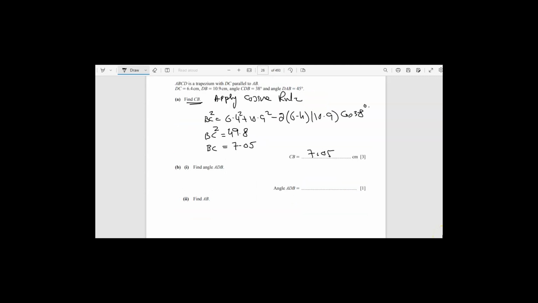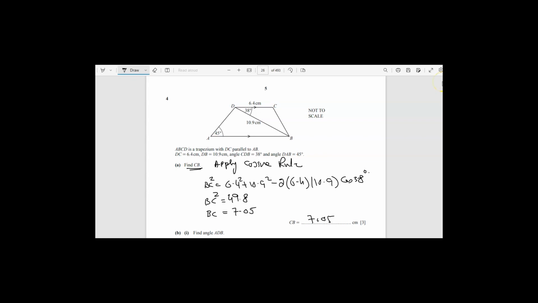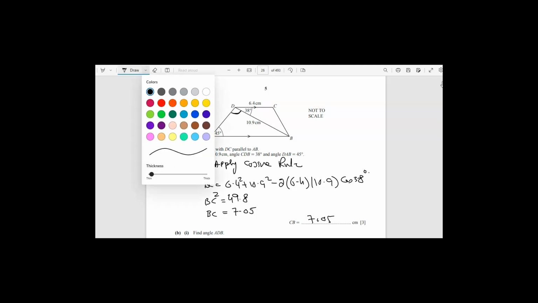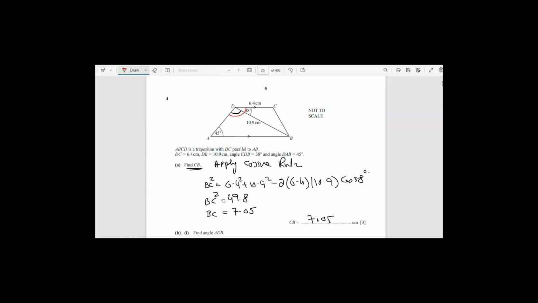Next is to find angle ADB. If you can see, we need to find this angle ADB. Since we know that DC and AB are parallel lines, these two angles should be interior angles. The sum of this angle and this angle should be equal to 180 degrees. Let's call this angle X. So 38 plus X plus 45 should be equal to 180 degrees. From here we can get the value of X.